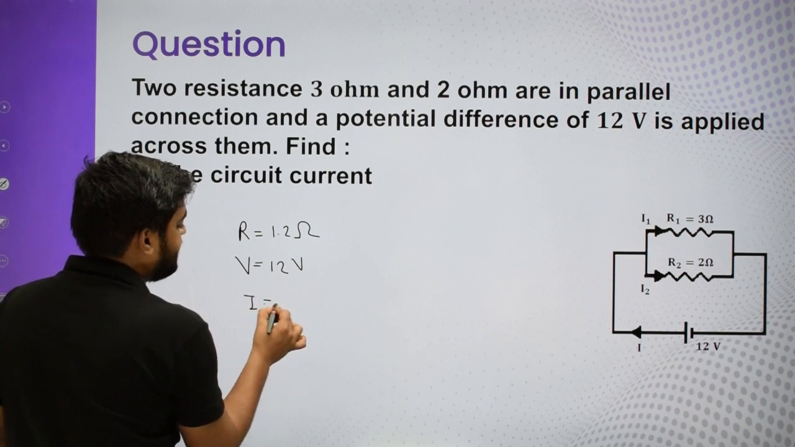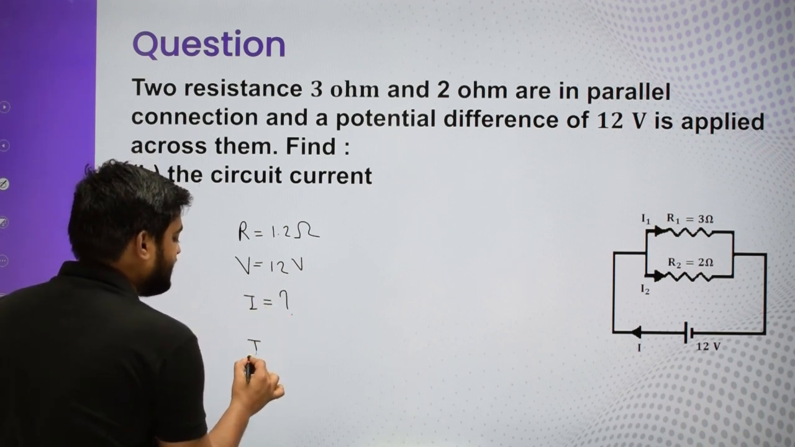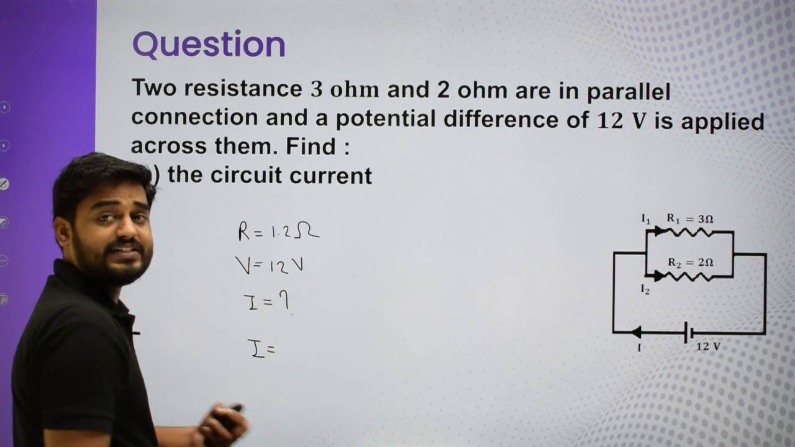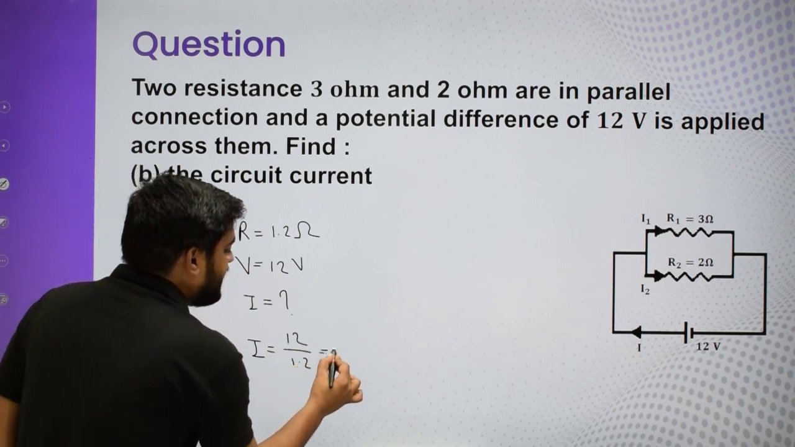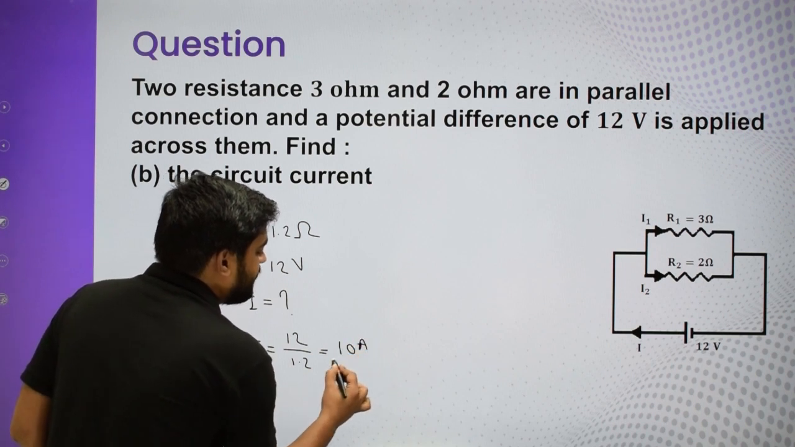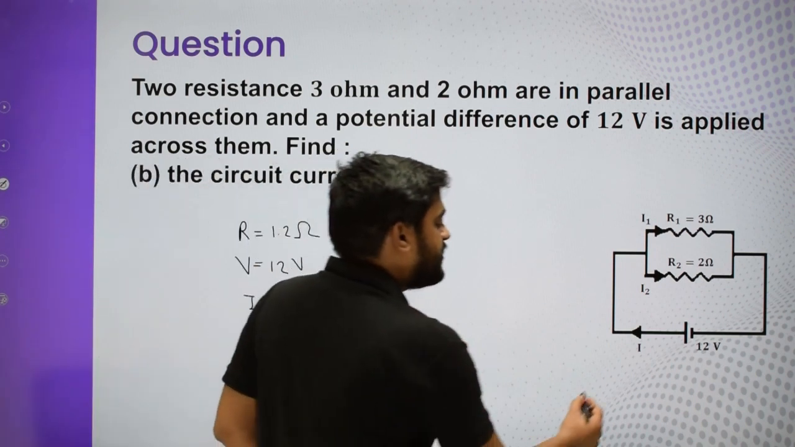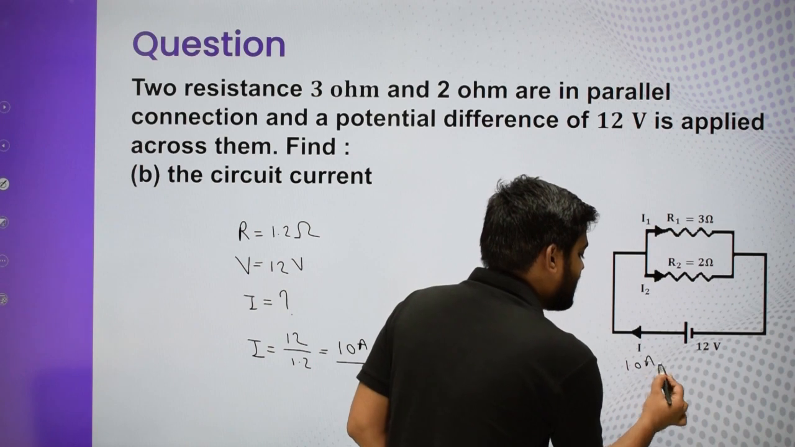And they are asking for the circuit current. So we'll say circuit current is nothing but V by R, or V is equal to IR. V by R gives you 12 divided by 1.2, and that gives me 10 ampere. So this is the current coming through the battery. This current is 10 ampere.